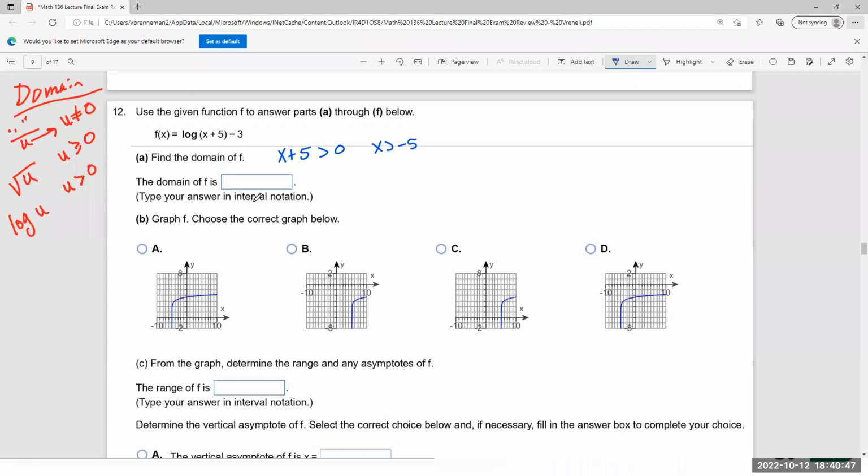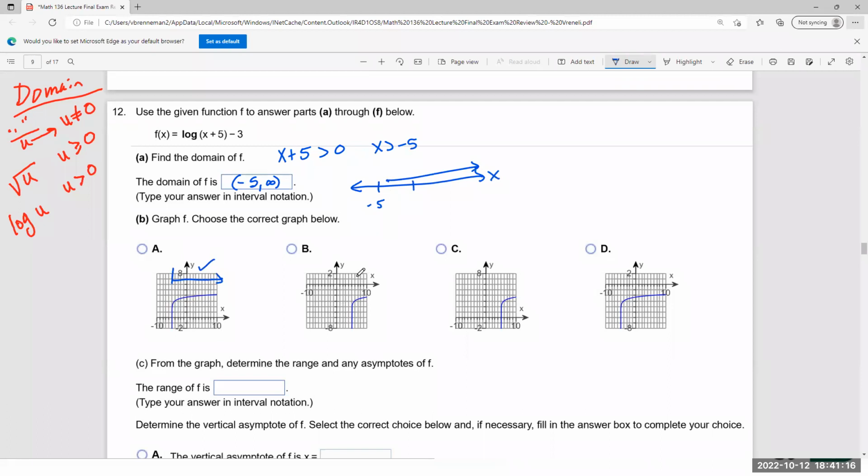In interval notation, that's going to be parentheses -5 to infinity. But on the graph, when I'm looking at the x-axis, from -5, that's the only part of the graph where there's going to be a graph. So if I look at these possible graphs, I have this one here that looks like it starts at -5 and goes on from there. So that one seems good.